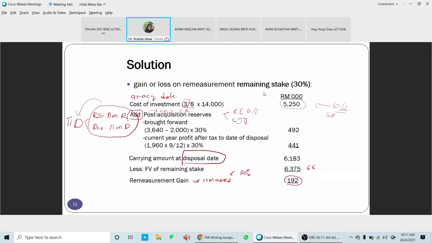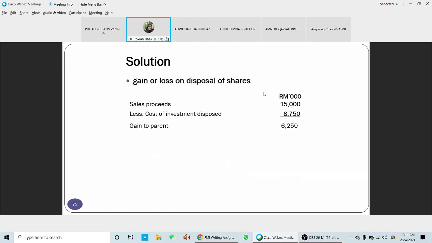Okay, we have the first one, remeasurement gain. We already calculated this one. The second one, we need to calculate the gain on disposal. The one that you dispose here is 50%, so 50% gain on the disposal.